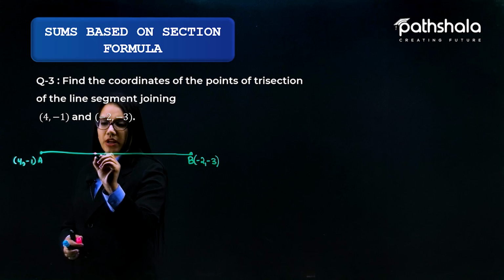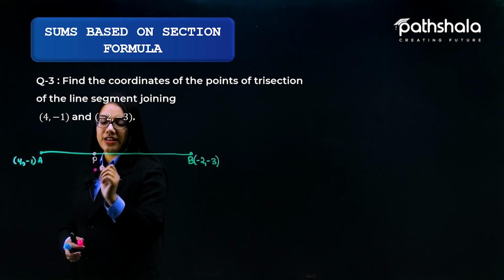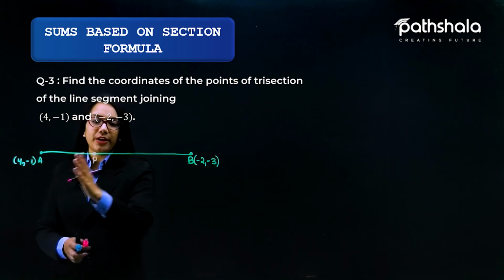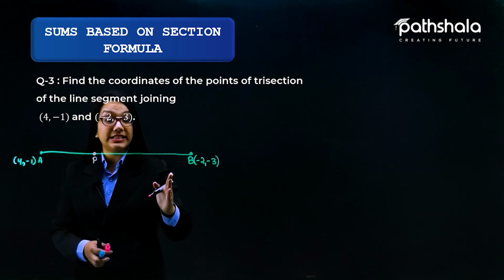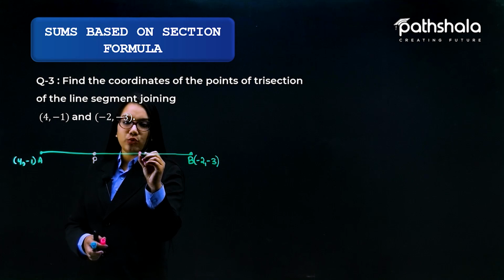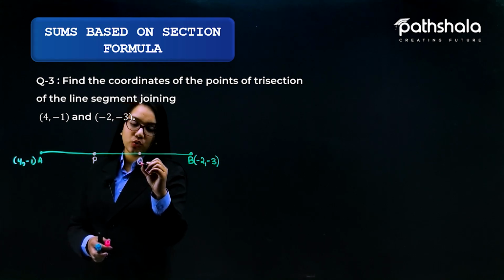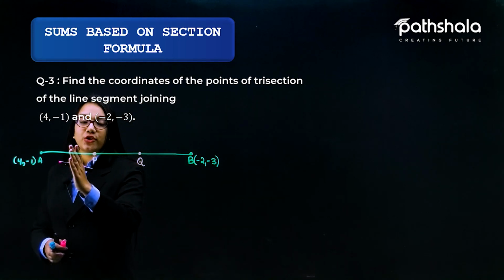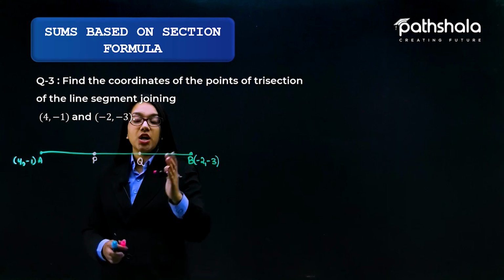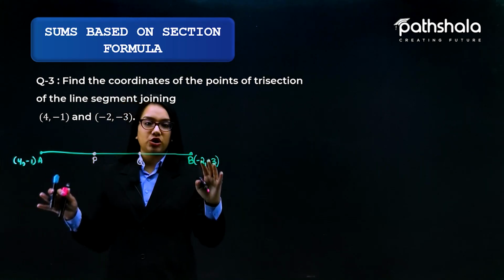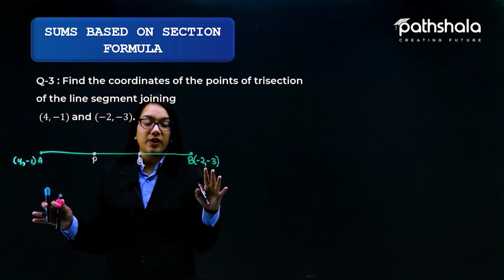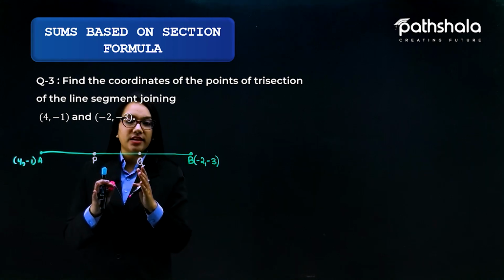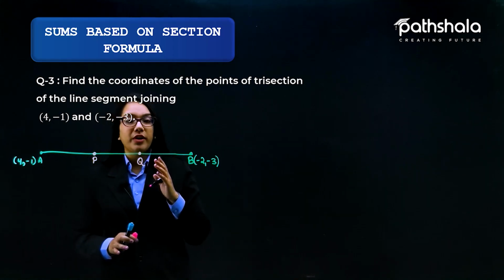So let us suppose I am taking a particular point P over here. If I take the point P, then it is dividing AB into 2 sections. We just want 3 sections, so we have to take another point Q. After taking the point Q, we can see there are 3 equal sections: section 1, section 2, section 3. So this is a trisection of the line segment, in which we have taken 2 points for the trisection, a point P as well as a point Q.